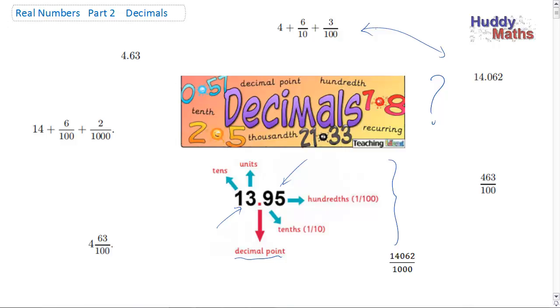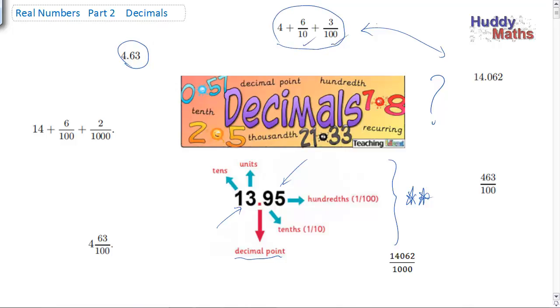It might be a little bit of revision for you to see how much you remember of tenths, hundredths and thousandths. So pause the presentation and see if you can pick out which ones are the same and which ones are different. All right, let's have a look. Here's 4.63 over here. And what does it mean? Oh, 4 and 6 tenths and 3 hundredths. Did you get that one?